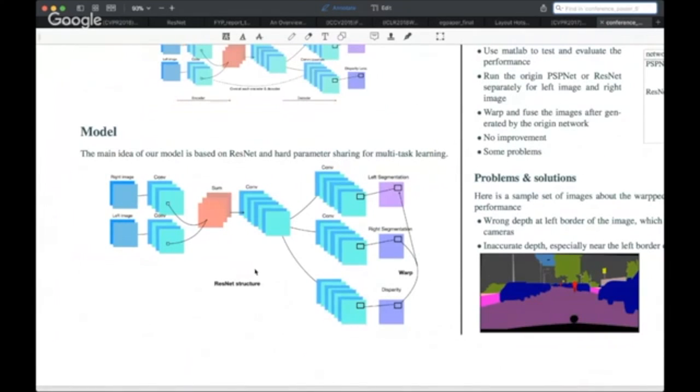Here is the structure of the ResNet. The input is the left and the right image pairs, and the output is the left-right segmentation and the disparity map. We use the warp method to connect the segmentation and the stereo matching tasks together.